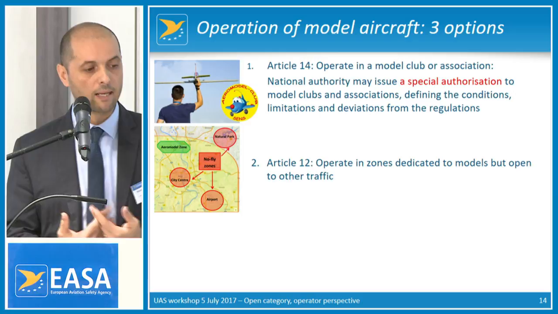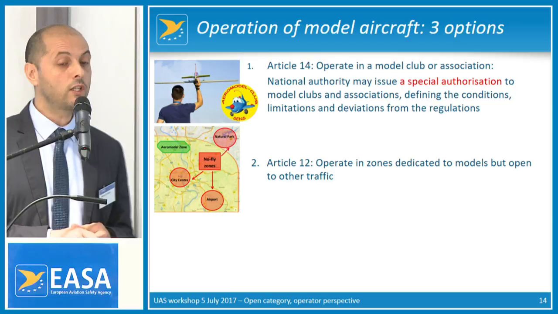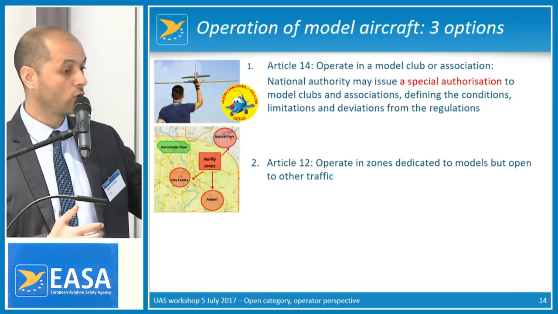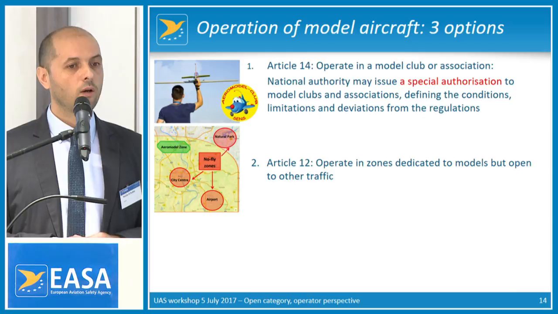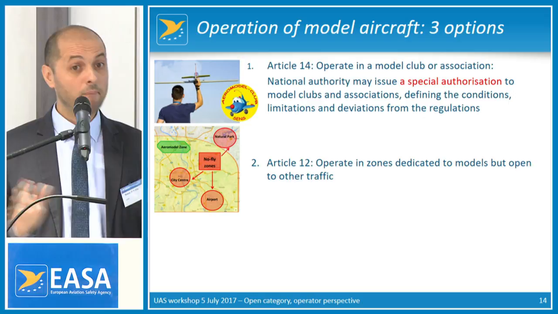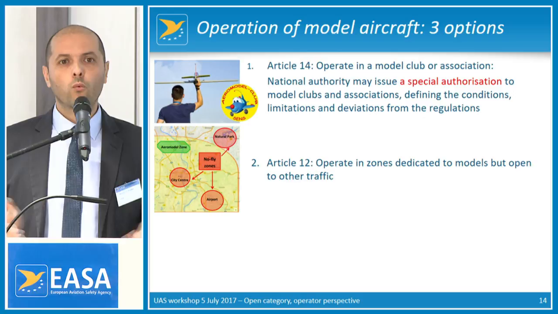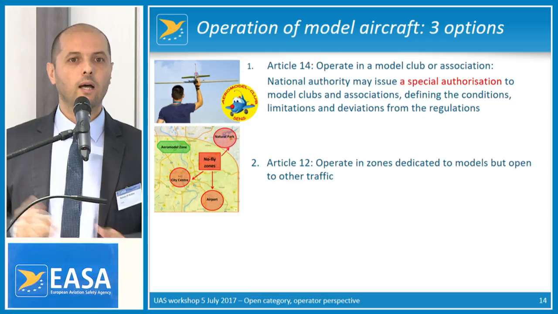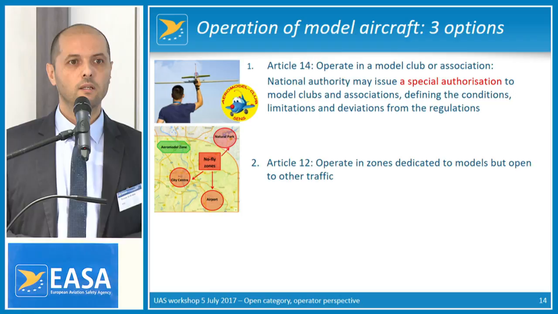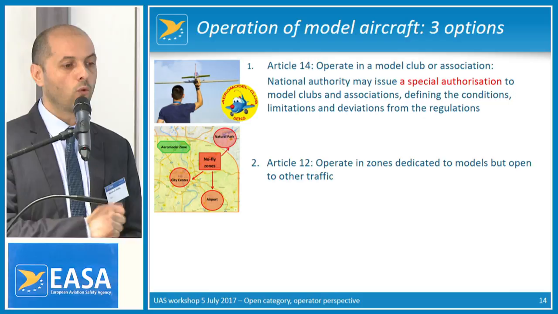Now, what happens if you don't want to join a model club? The member states can identify some areas in which the requirements for UAS are reduced. So here in the picture you see the red and green aero model zones. They are zones dedicated to models, but also open to other traffic, in which the models or UAS can operate with different requirements. So maybe also at altitude higher than 120 meters. And there will be an authority which will manage this, but this is something that we allow in our regulation.